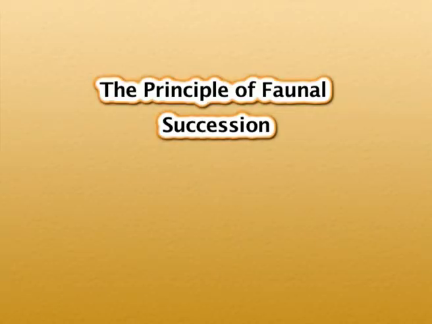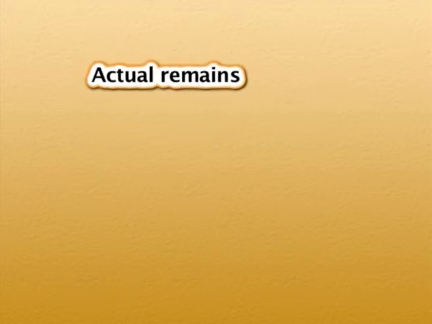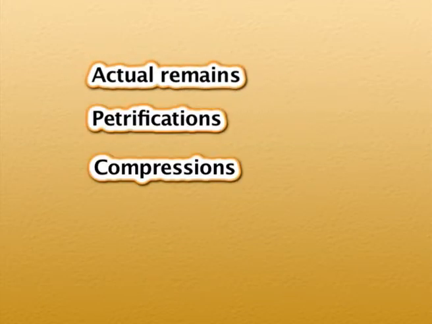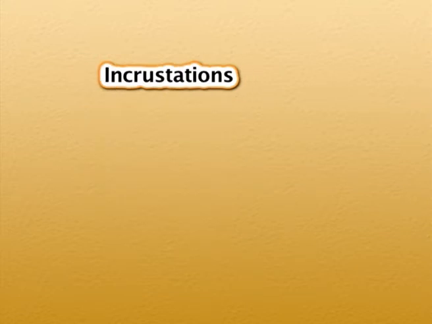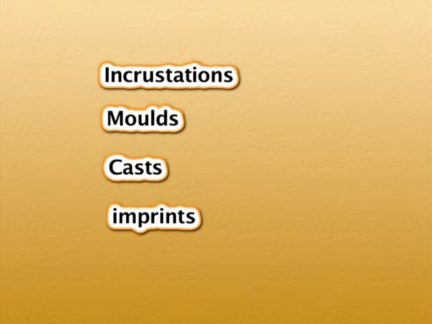Now, let us talk about the principle of faunal succession. This principle is based on the variation of fossils, namely actual remains, petrifications, compressions, microfossils, incrustations, molds, casts, and imprints of different organisms.